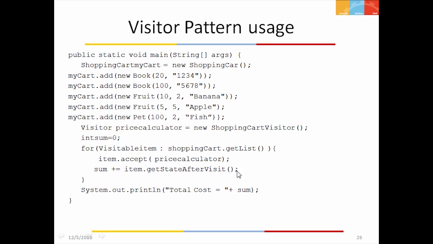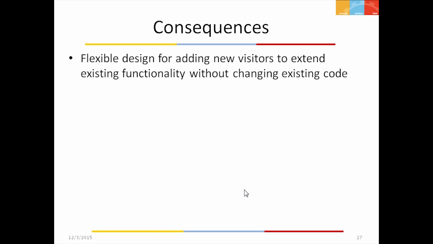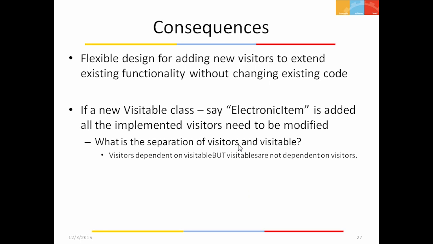Item.getStateAfterVisit will return the latest price, and then this will be accumulated, and this sum will be the total cost. So at the end of this, you will get the total cost of all these items. So this is the main part here. What are the consequences? It basically offers a flexible design for adding different new visitors, and it extends the functionality without really changing the existing code.